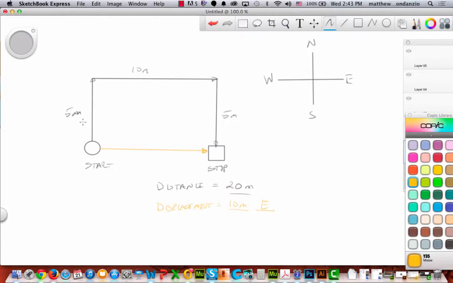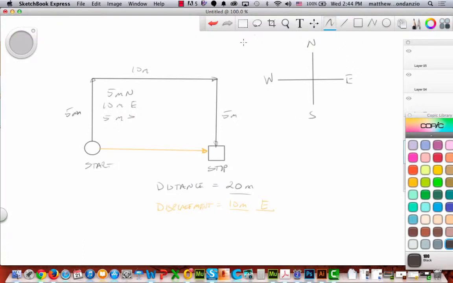Okay, so here's the thing, but let's look at this from what you guys were talking about, Amr and Divya and Avery. Initially, I went 5 meters north, then 10 meters east, and then I went 5 meters south, right?